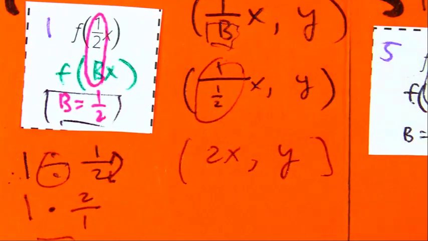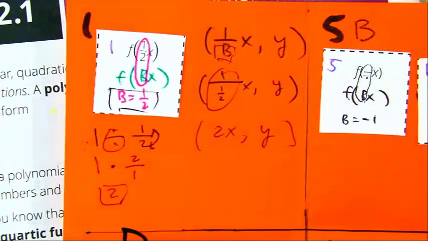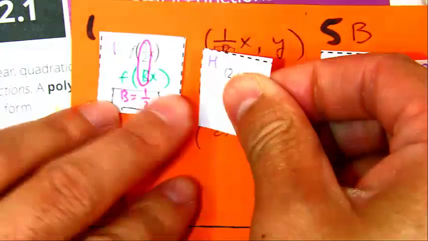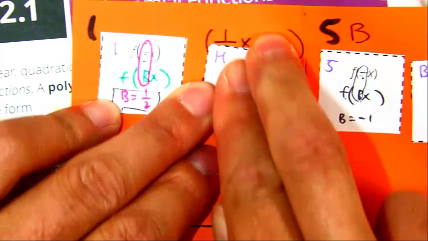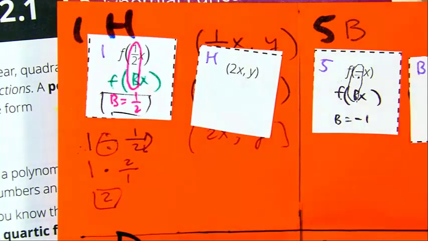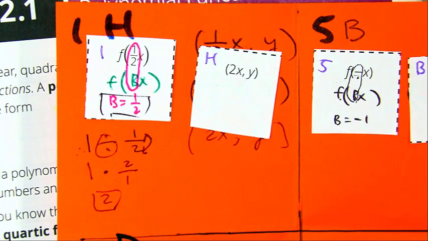2x comma y. Which one is that? H. Raise your hand if you got H. The fraction is a little bit tricky on that one. Paste it down, write the answer. I think you may have been tricked to think that it also could have been like 1/2 x. That would have been incorrect.